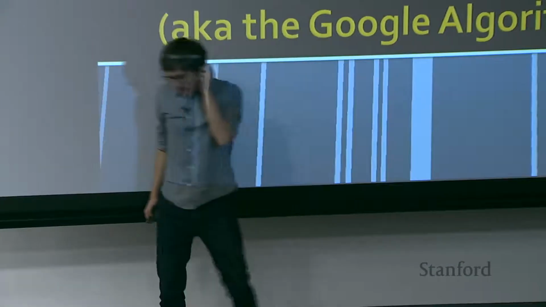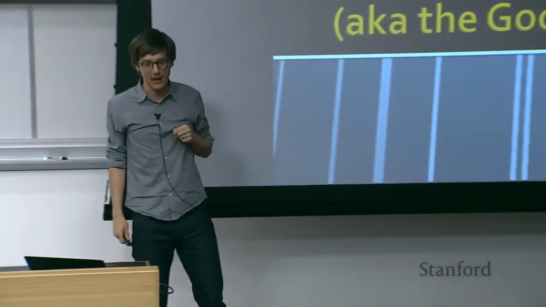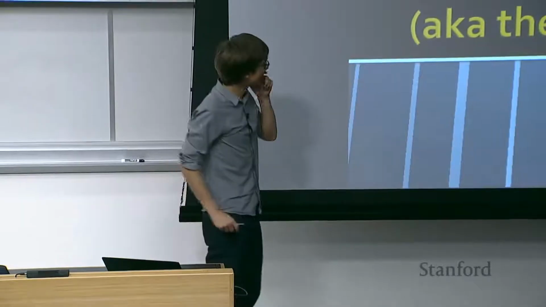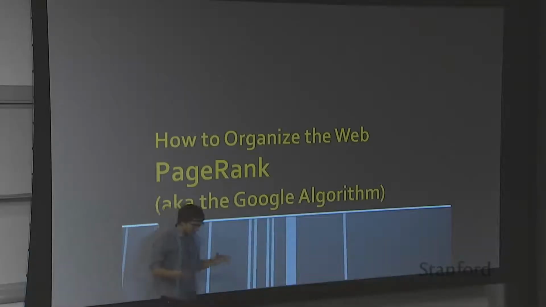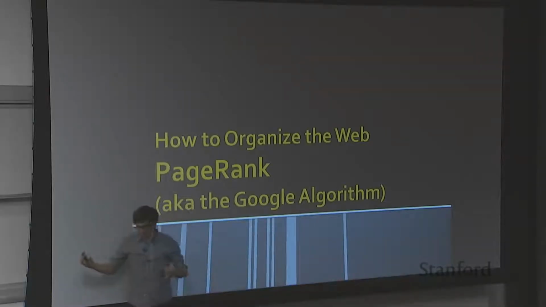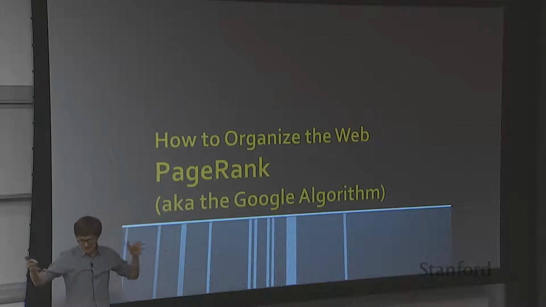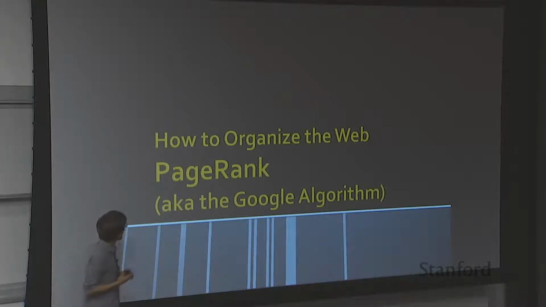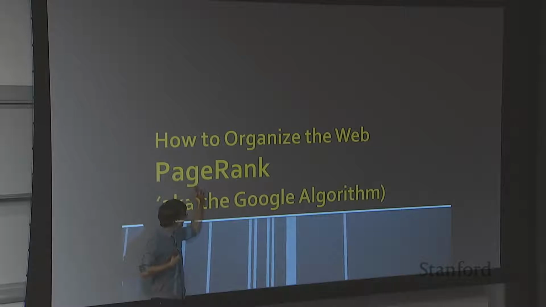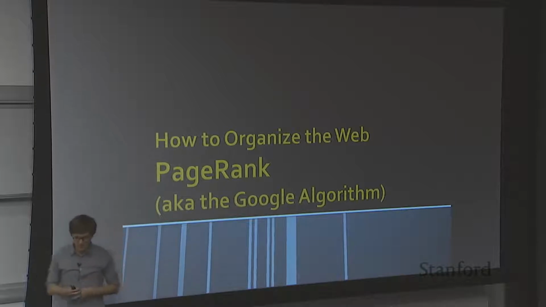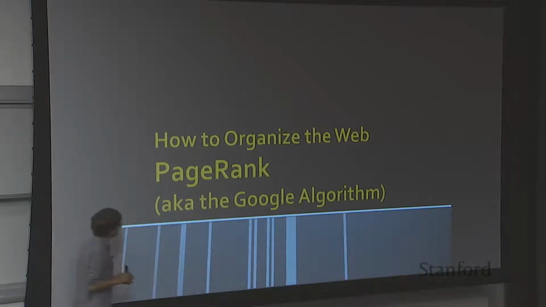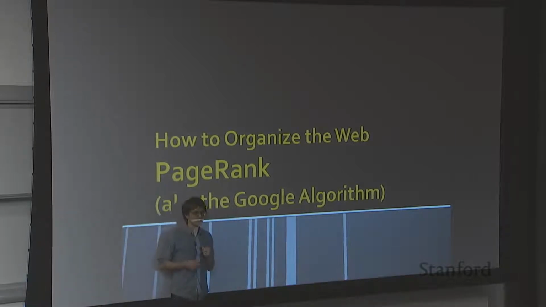Okay, so now we know that the web is a bow tie. Now the question is, could I identify how important are different nodes that are part of this big graph? And we'll talk about this method called PageRank. This was really the algorithm that made Google search work. This was one of the foundational patents that led to the Google search engine.